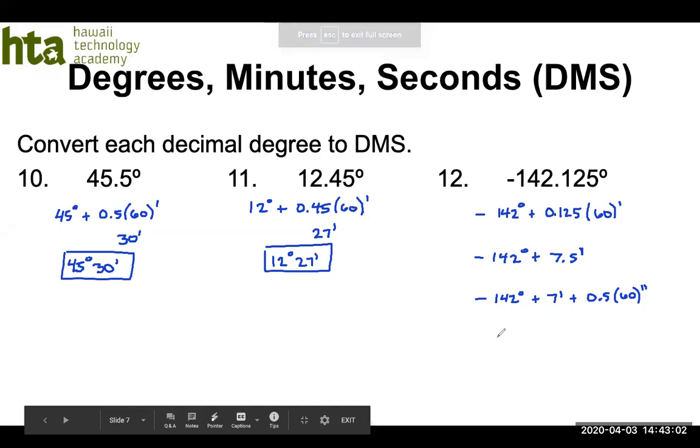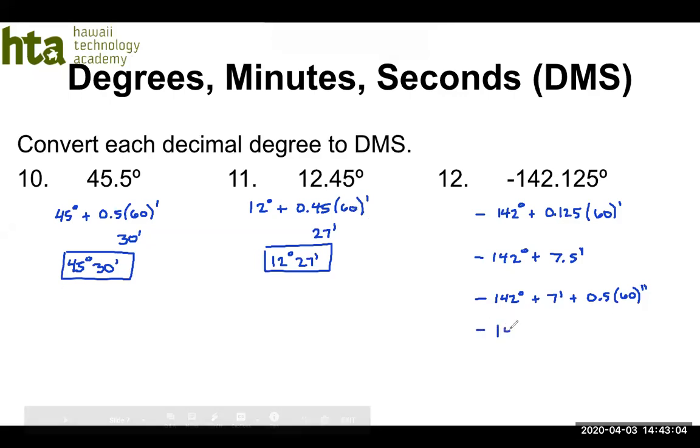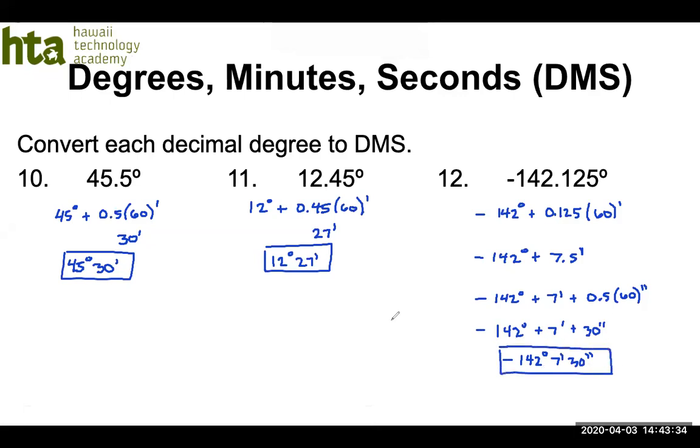And we have 142 degrees. We have 7 minutes, and we have 30 seconds. So I'm going to write all these together. Do not forget we had a negative sign. So I'm not doing negative 142 plus 7 plus 30. I know it looks like that, but I'm just combining my degrees with my minutes with my seconds. And that is my DMS version of the decimal degree in number 12, okay?